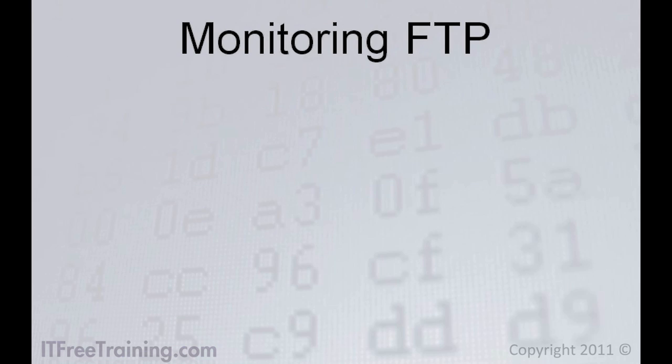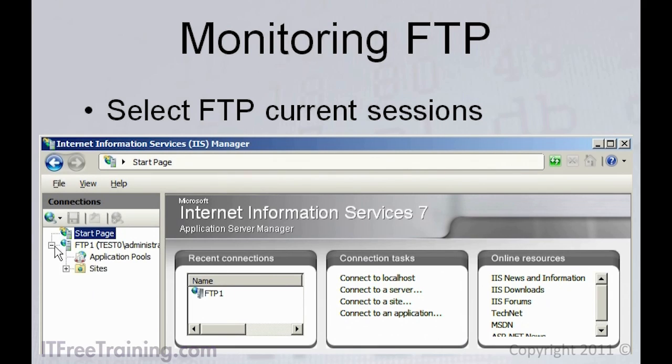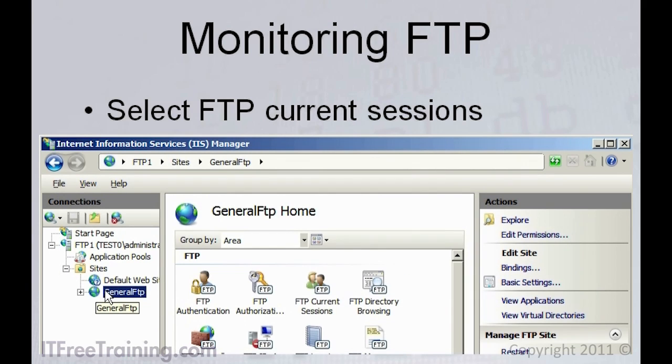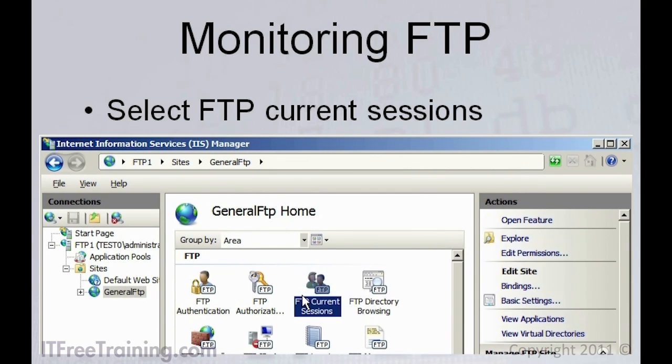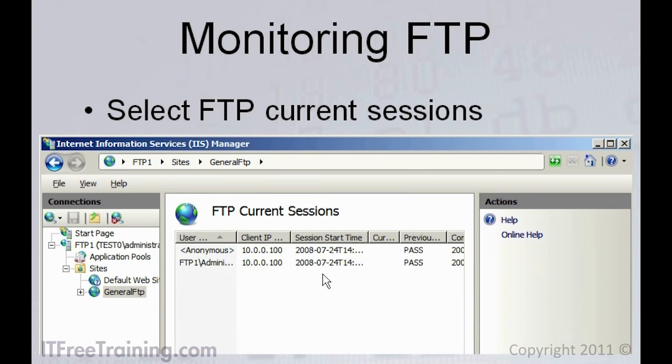Once you have your FTP server up and running, you may want to monitor the users that are connected to it. To do this, select the option FTP Current Sessions under your site. This screen will show all the currently connected users to your website, as well as details like the number of bytes transferred and sent, session IDs, and usernames. From this screen, you can also disconnect users if you need to.